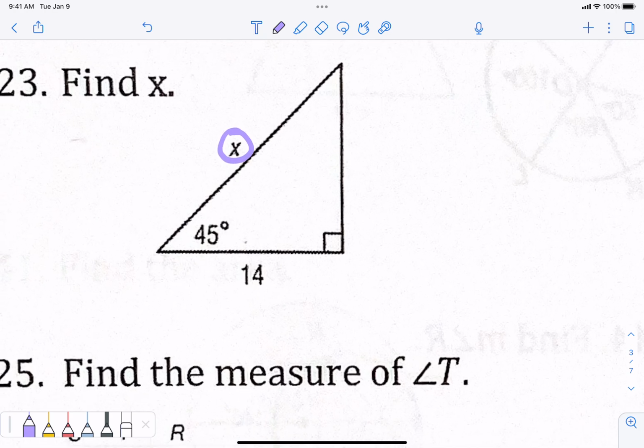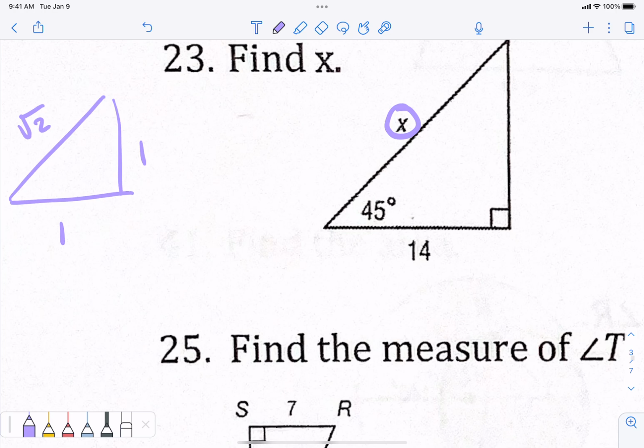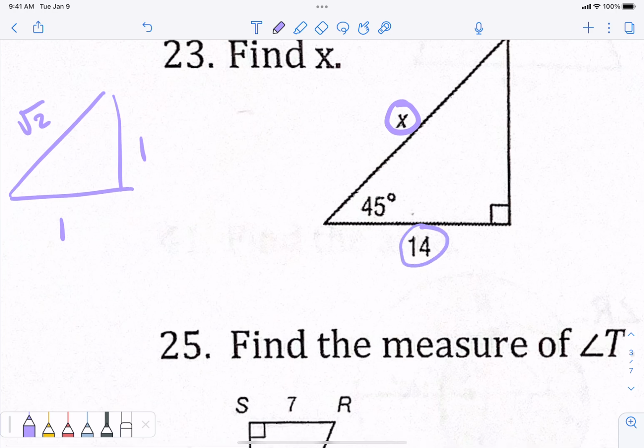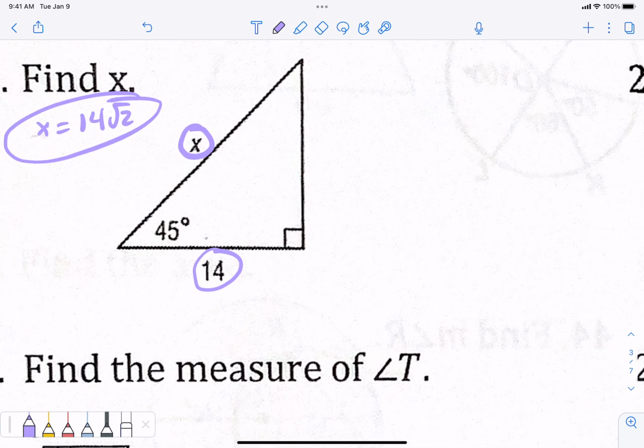So if you want to, a 45, 45, 90 triangle is 1, 1, and square root of 2, right? So if this side is 14, then x would be 14 square roots of 2, okay, if you can remember that. Or I'm going to show you another way. So if you want to do it that way, you can. I'm going to do the trig functions. So in relationship to 45, this is the adjacent side, this is the hypotenuse side. So we can do cosine.